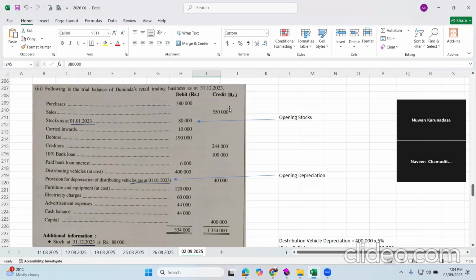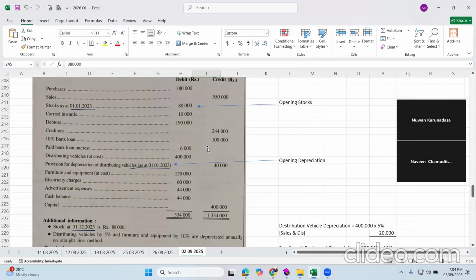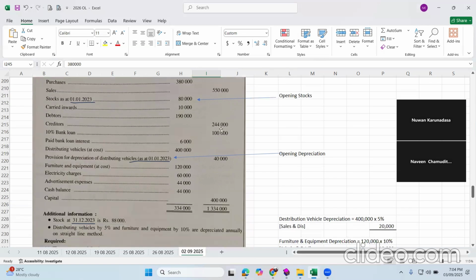Purchases given, sales given, stock 1st Jan 2023 means opening stock. Carriage inward has to be added to cost of sales. Trade receivables: this is the balance receivable on credit sales, right? Debtors means balance receivable on credit sales. Creditors means the balance payable on credit purchases. Then 10% bank loan, and paid interest on the bank loan.